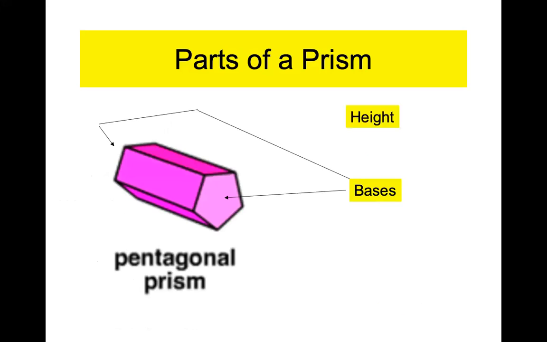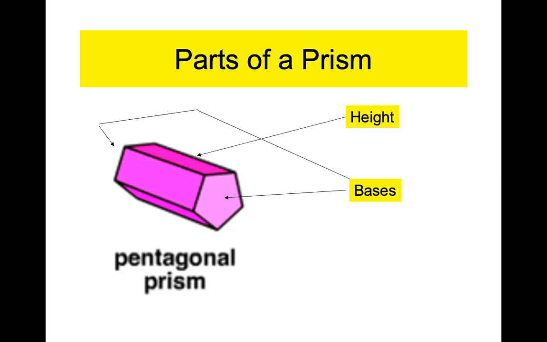Now, the distance between the two parallel sides, what you name the prism after, is called the height. You got to be careful. We've been measuring the height vertically, right? If I turn it sideways, the height is now horizontal. It's the distance between the two parallel sides. That is always the height.